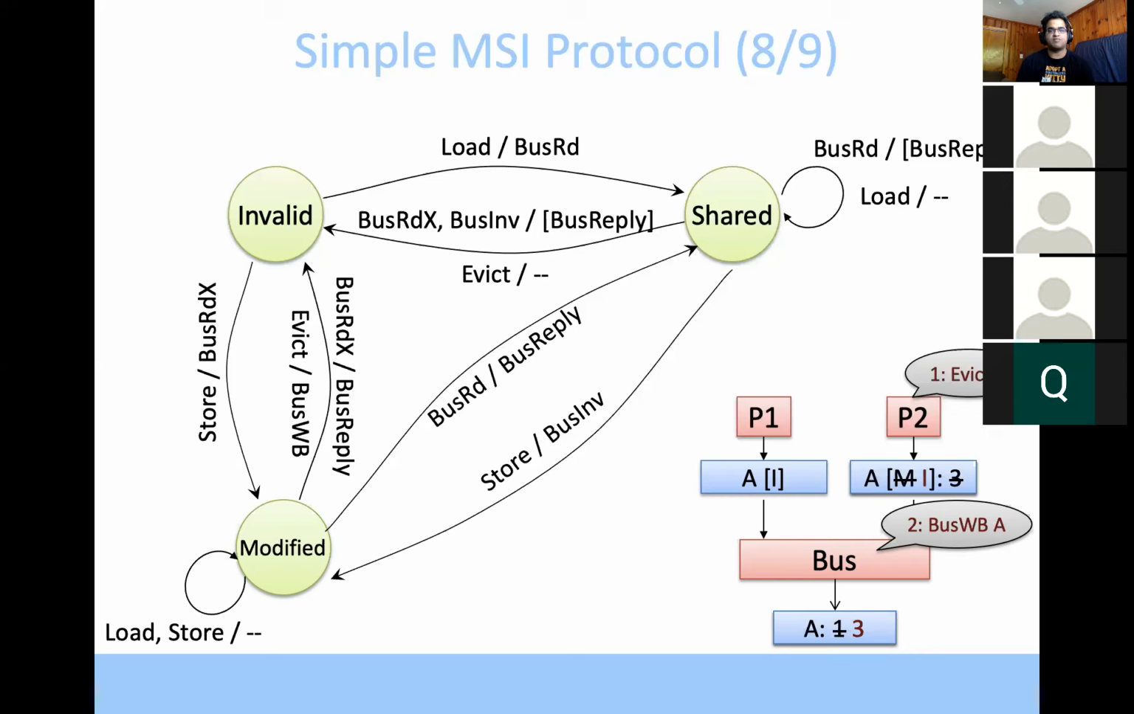Because you cannot write back to memory without also invalidating your own cache, there's that guarantee as well. When you issue this bus write back, you have to transition your state to invalid. You cannot be maintaining that memory. What would go wrong if you maintained that memory?